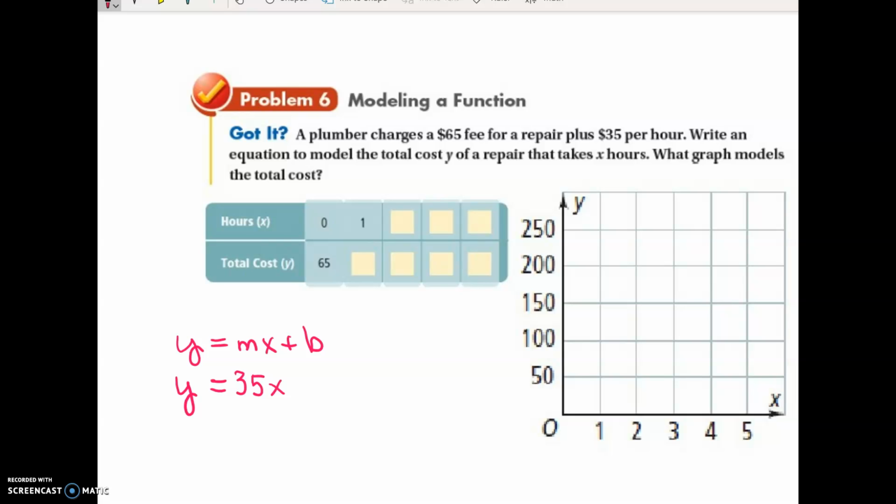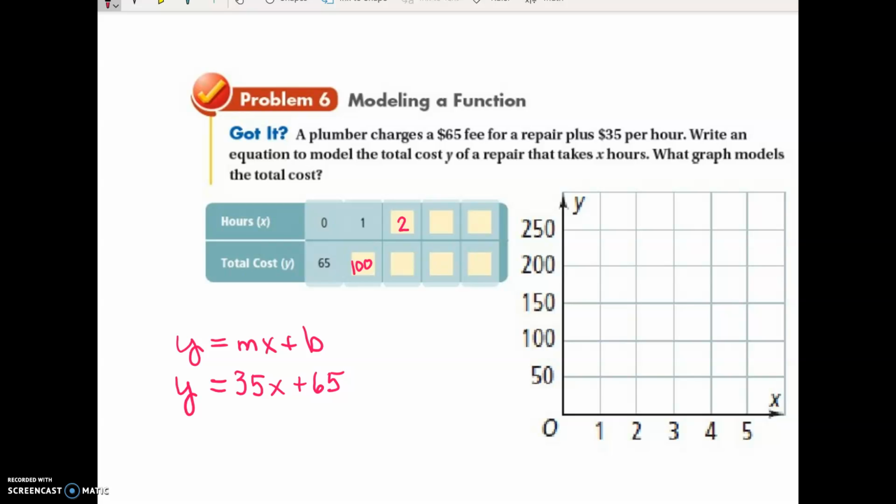And then what did we start with? We started with a $65 fee. So that is going to represent our y-intercept. So here is our equation that we can use to help fill in a table of values. And then once we have a table of values, we can graph those points. So in this case, using this equation, I would take 1, plug it in for x, so that we would end up with 100 here.